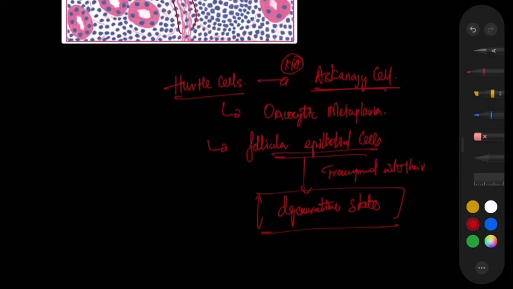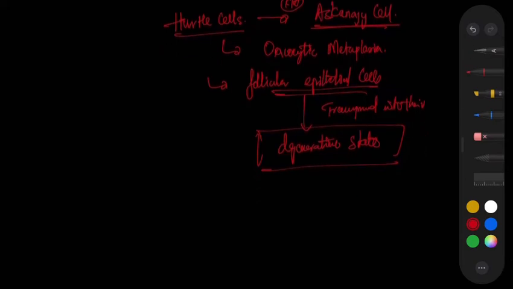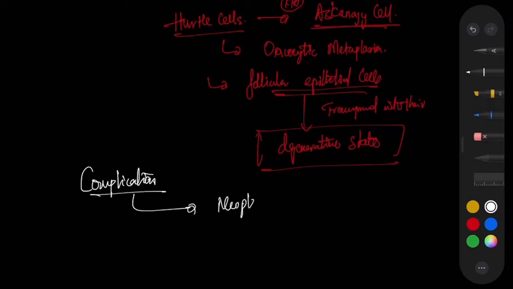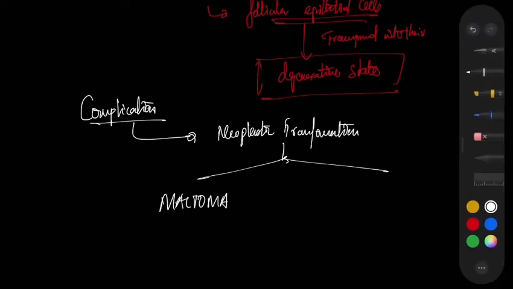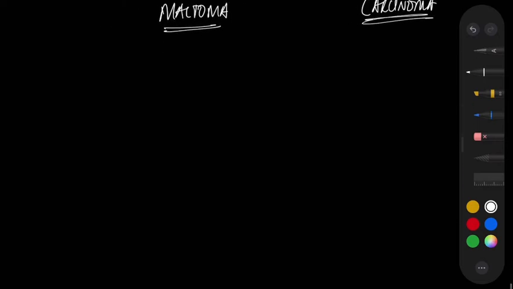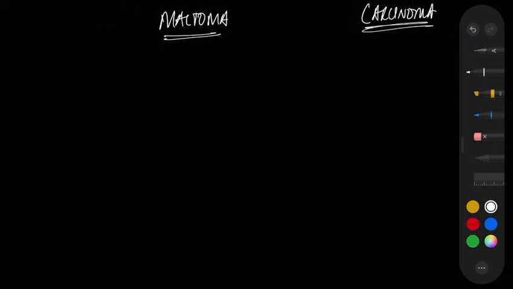The last heading we'll be discussing in Hashimoto's is the complications. What are the complications? Neoplastic transformation. It could transform either into a MALToma or carcinoma. With that done, we are done with Hashimoto's. Now the next topic we'll be going to is Graves' disease.